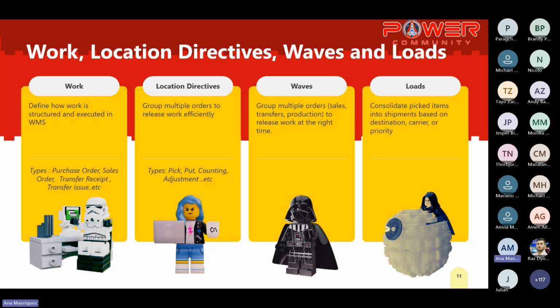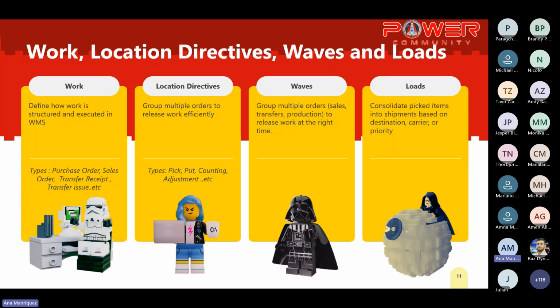But for the outbound process, we need two more concepts, the waves and the loads. The waves group multiple work orders in a single process to improve efficiency in the outbound process. They can process each order individually in the sales order directly, or in a batch for many orders at the same time, minimizing the necessary movements and reducing picking time.